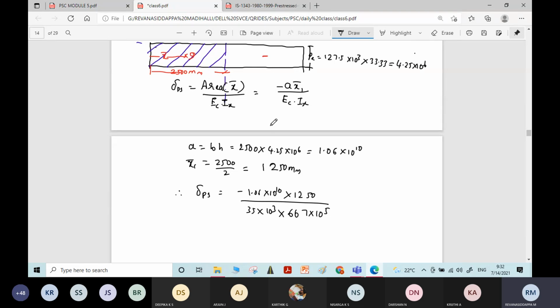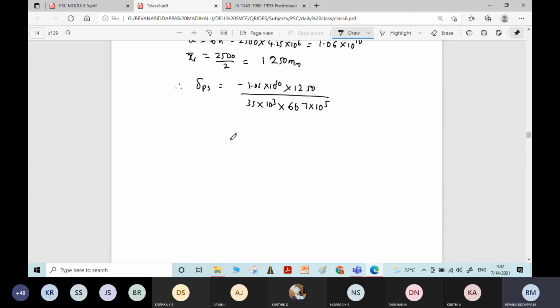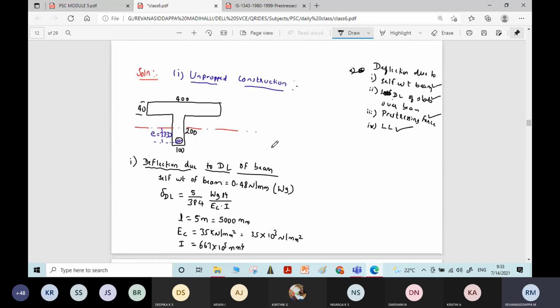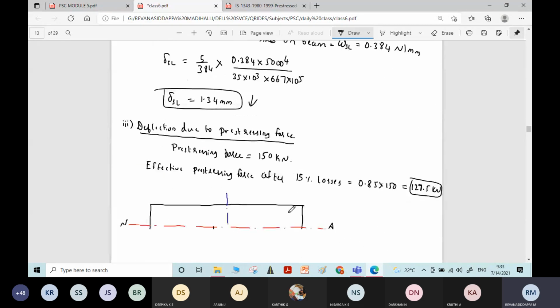You are finding the deflection of the beam element, that is why the moment of inertia corresponding to the beam, the precast element, 667, should be taken here. What is the answer? 5.67, minus 5.67 mm. Now three types of deflections we have determined. Lastly, we have to find the deflection due to line load.